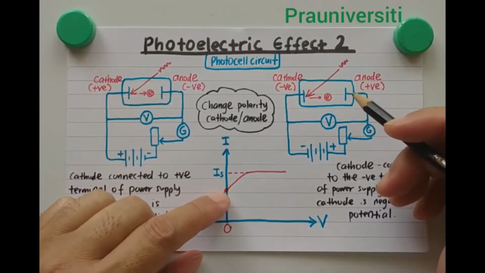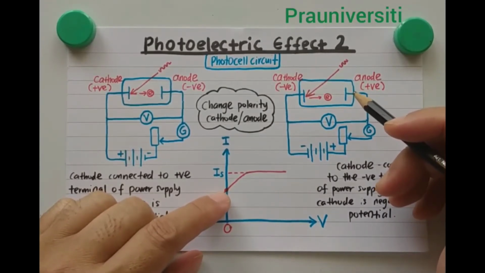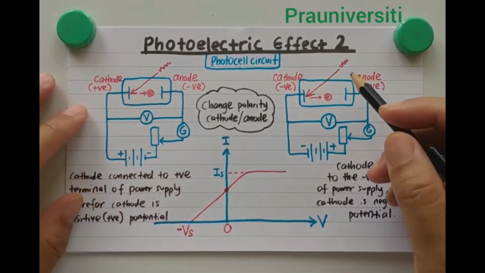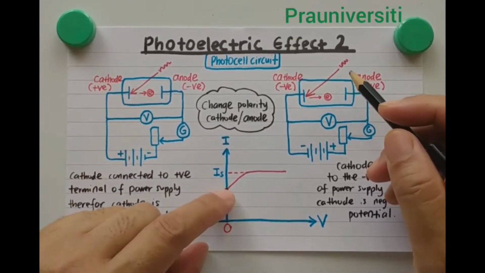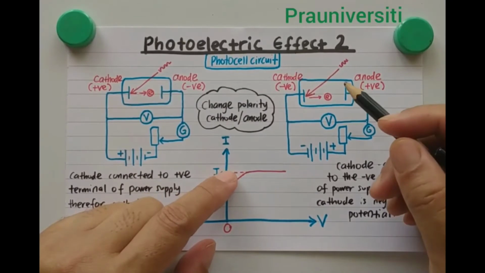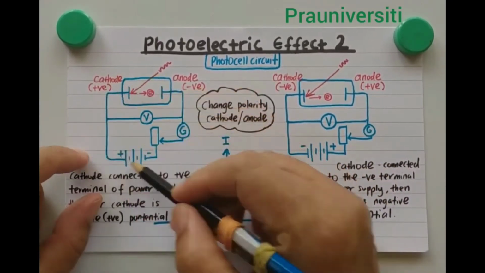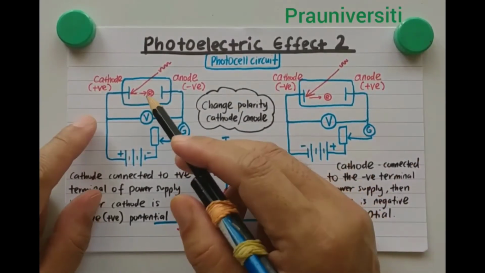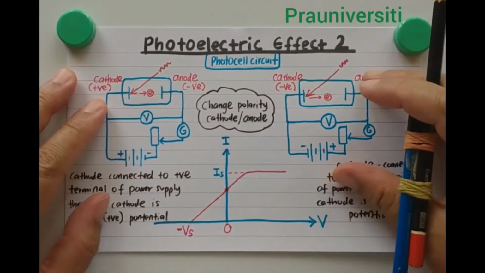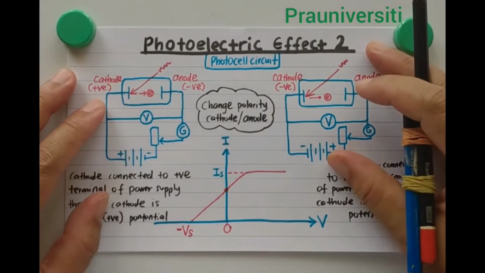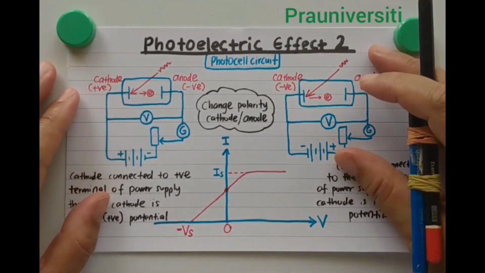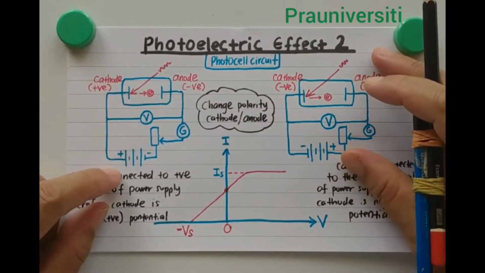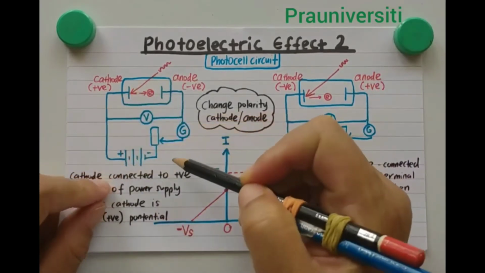So we continue with our lesson today, photoelectric effect. Before we start, we need to understand the circuit, the first circuit, and then the second circuit. What is the difference between the first circuit and the second circuit in this case? So we continue here, and we go for the first circuit.